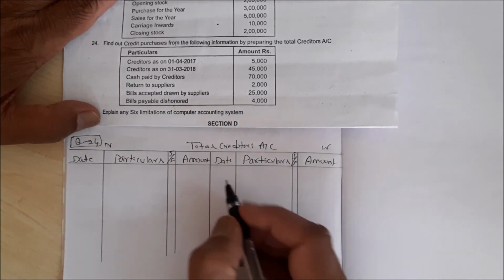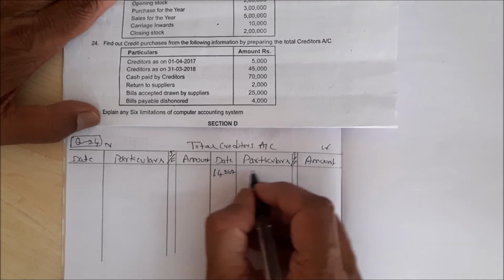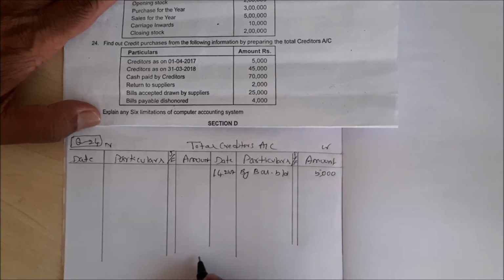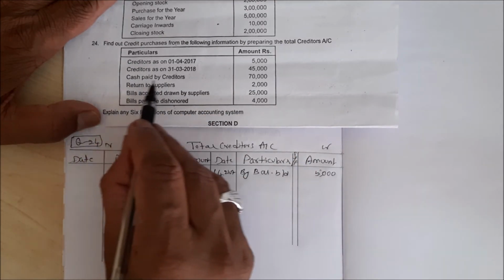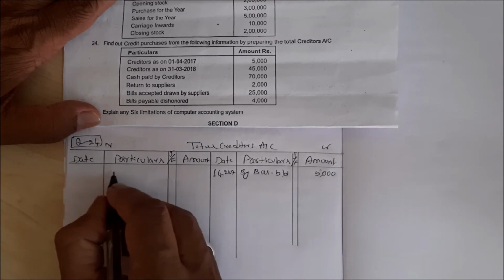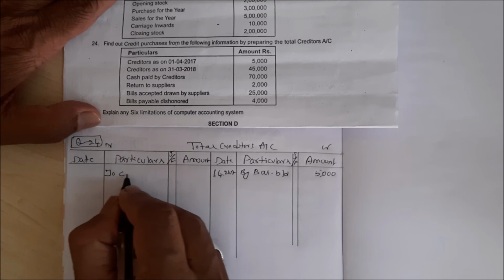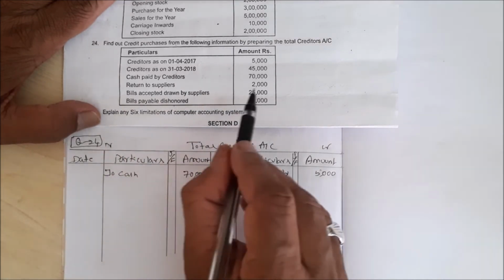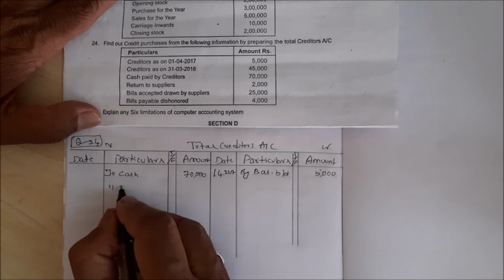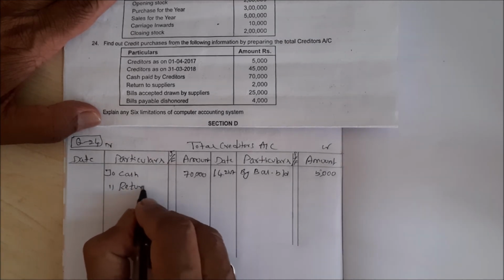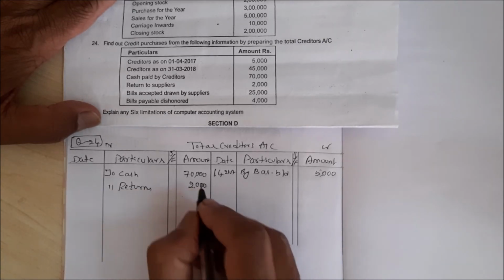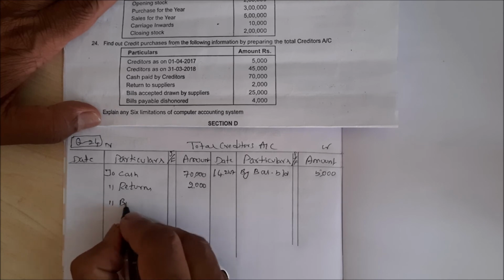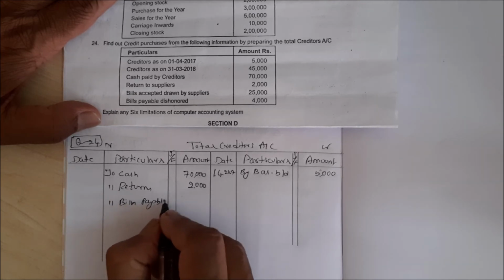Creditors as on 1/4/2017, opening balance. 1/4/2017 by balance brought down 5,000. Forget about this. Then you write cash paid to creditors 70,000. Cash paid to creditors has not been given the date. You need not worry to write the date. How much? 70,000. Then return to suppliers. That means you have purchased goods but we have returned that because of defect or something else. To returns 2,000. Then bills accepted drawn by suppliers, that is to BP, bills payable, that is accepted 25,000.